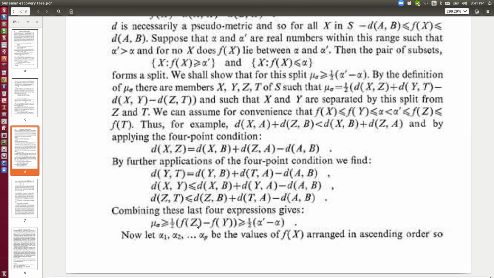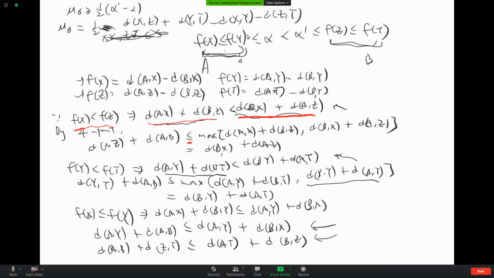Then because we have the initial assumption that fx is less than or equal to fy, less than or equal to alpha, less than alpha pi, less than or equal to fc here, therefore fc minus fy will be bigger than alpha pi minus alpha, so therefore we have this one here. So therefore we will show that mu sigma is bigger than or equal to this guy here. So again it looks like there's a small bug in the proof.